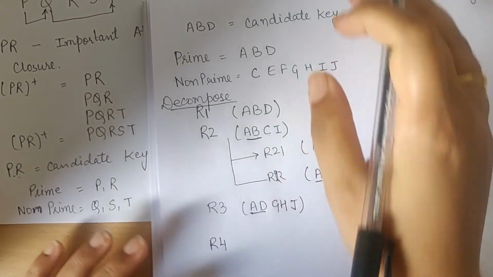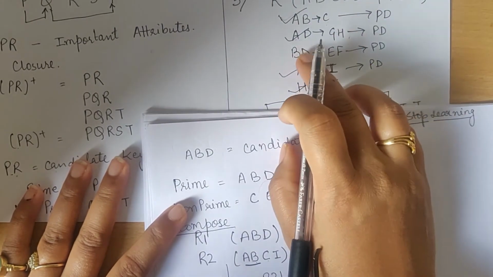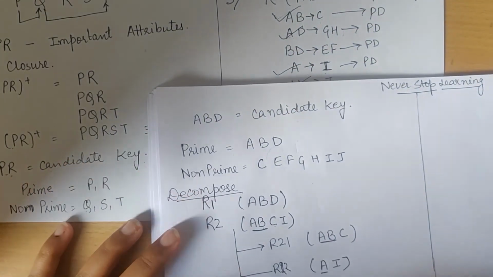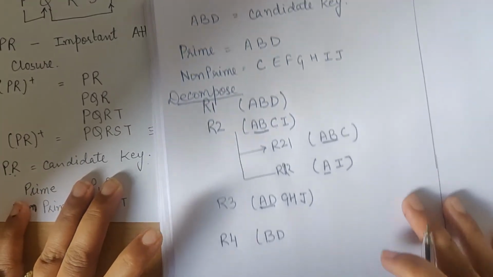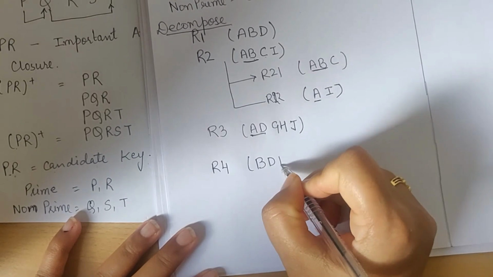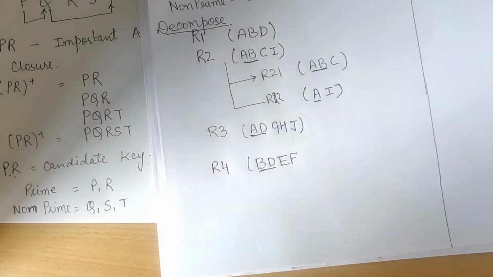Fourth, who is creating a problem? This is solved. This is solved. Only one person, only a few attributes are pending. BD determines EF. So BD determines EF. For this table, BD is the key.